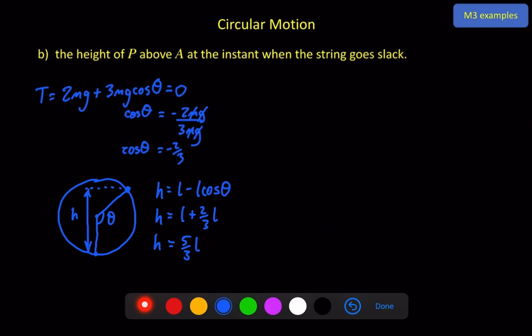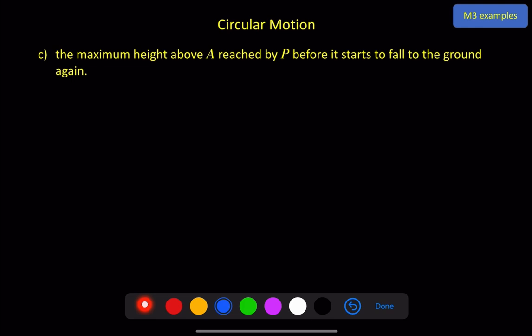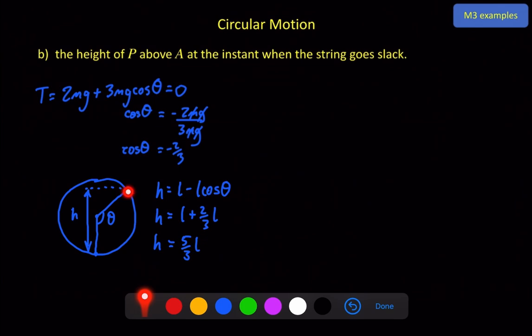Part C then continues this. What is the maximum height above A reached by P before it starts to fall to the ground again? As mentioned before, this is where it goes slack, but that doesn't mean it suddenly falls or goes back this way, because it's moving in this direction, with tangential velocity. So it's going like this. It continues up a little bit, not at the full extension of the string, but in a little bit and up a little bit before it then starts to come down like this. So there is a motion, let me put it on here, something like this. And the question is, what is this maximum height here?